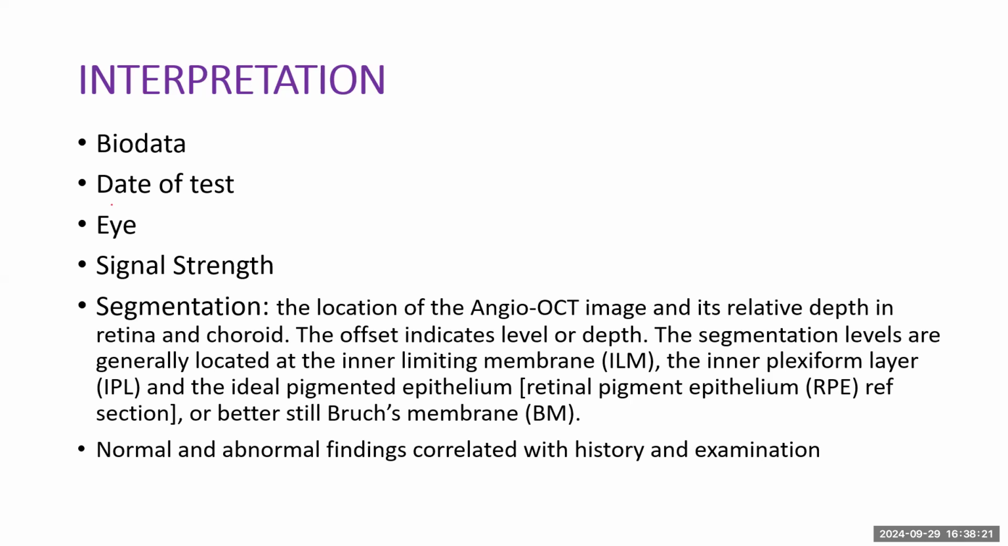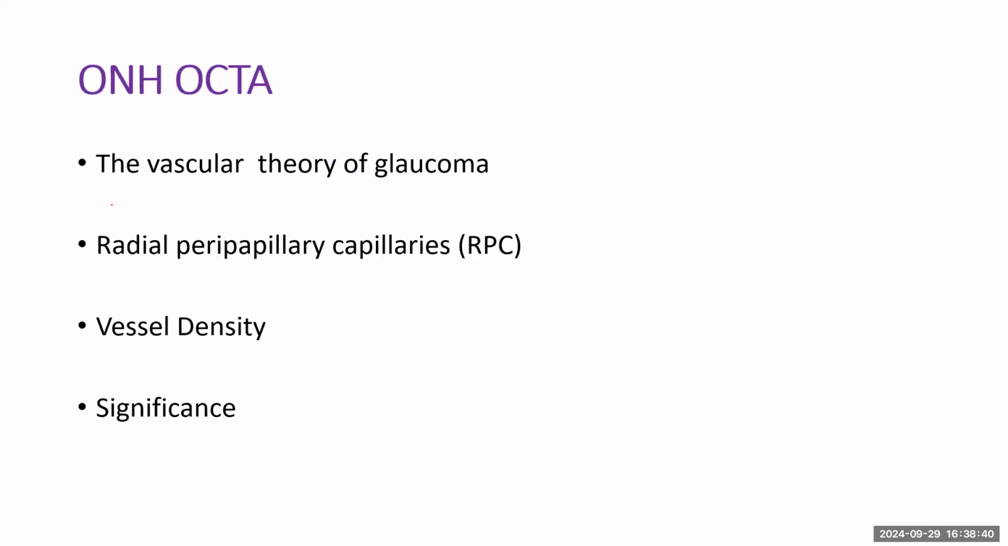When we discussed OCT the last time, we talked about segmentation, meaning that what you find depends on where it's taken on the OCT scans and the level, meaning that segmentation could be at different levels. ILM, inner plexiform, and RPE and Bruch's are still the ideal taken in many machines. So we'll still have to go through that. Then normal and abnormal findings.